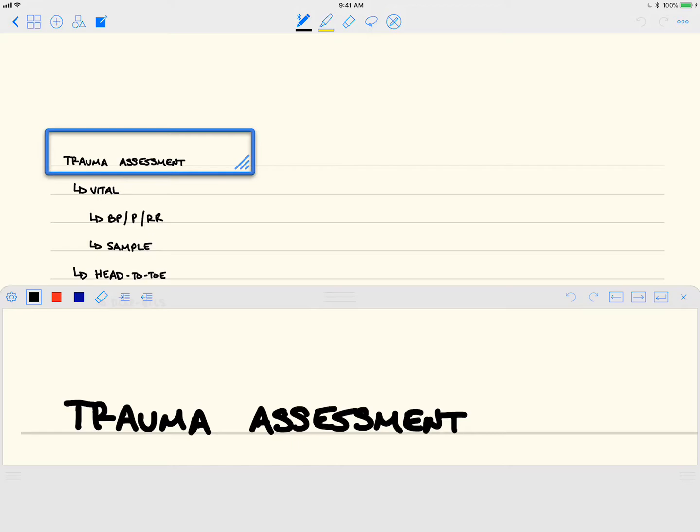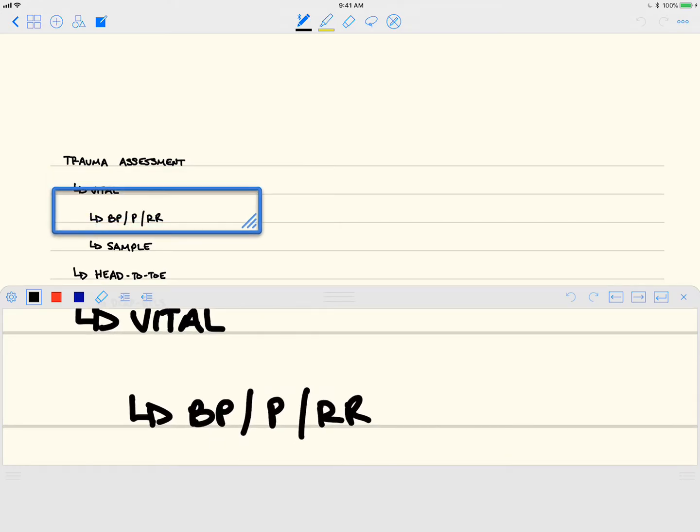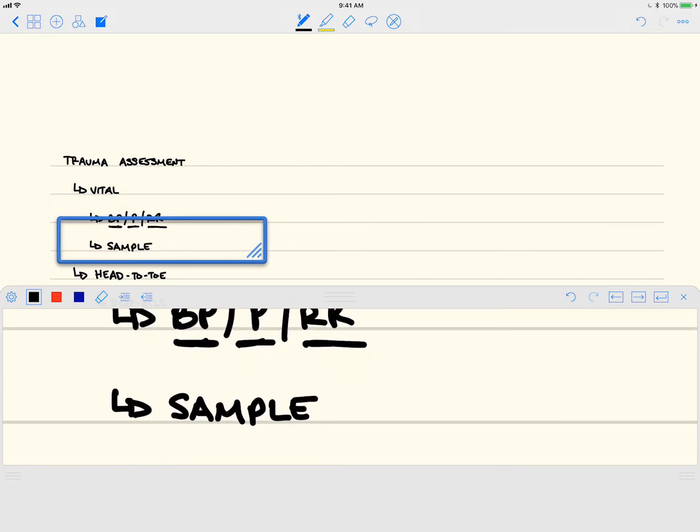Okay, so when we do our trauma assessment, the first thing we need to do is take our baseline vitals. Now, our baseline vitals, we have to take the patient's blood pressure, patient's heart rate or pulse rate, and the patient's respiratory rate. Then after that, we're going to go ahead and take our sample history.